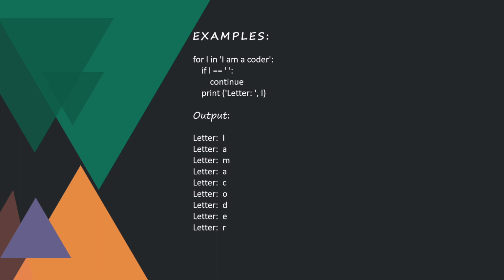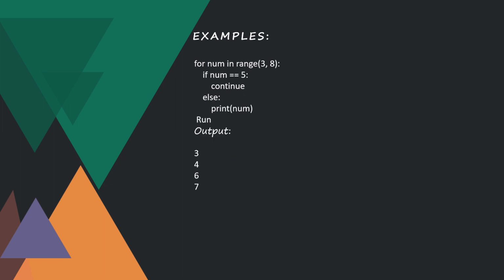Coming to the example with continue, we take a variable called i in the string "I am a coder". If i equals space, we enter into the block and it has a continue statement, so we continue to the next iteration. Otherwise, it prints the letter i. Then we have an output of "I am a coder" with each letter on each line. By using the continue statement, the space cannot be printed. We only print the letters of "I am a coder".